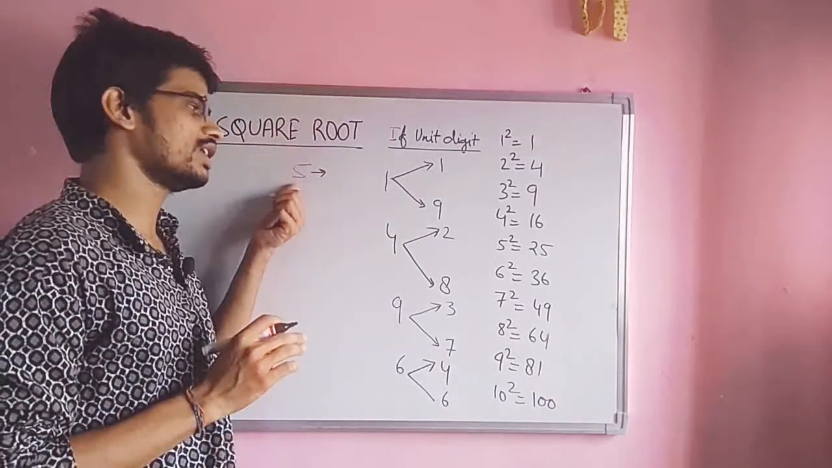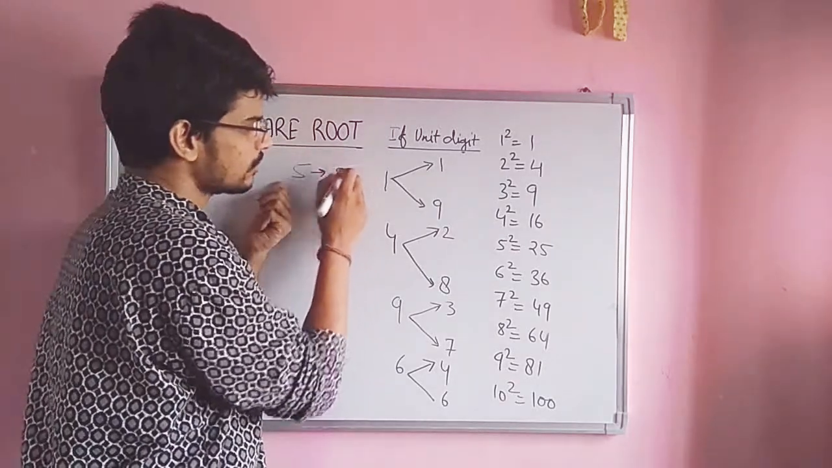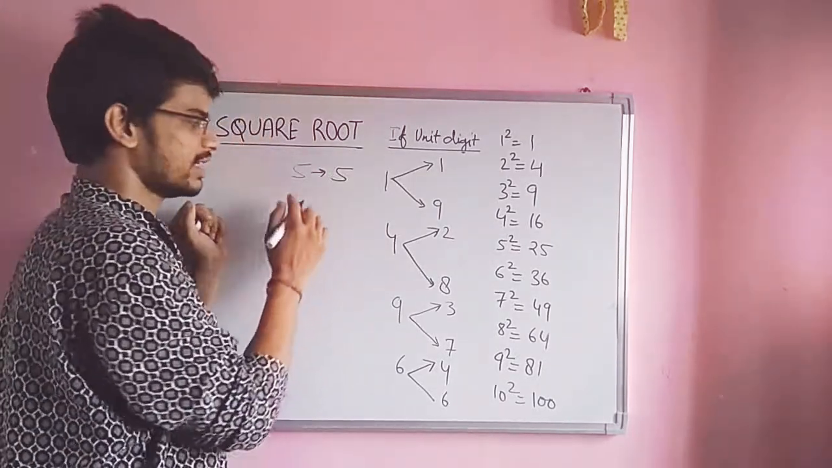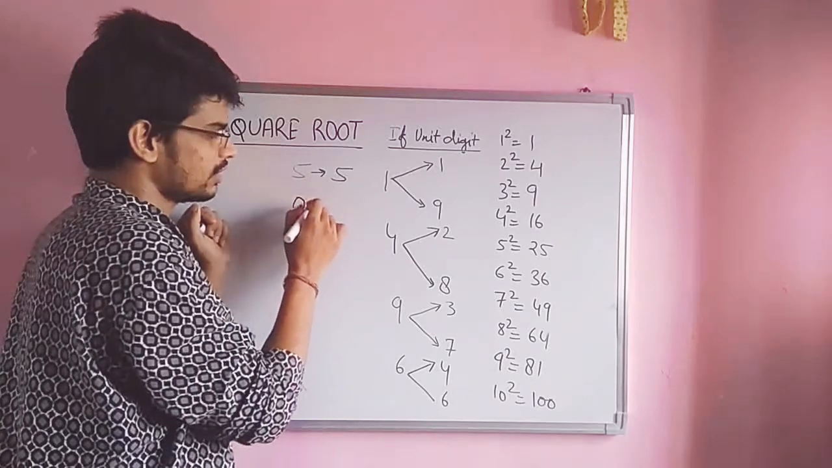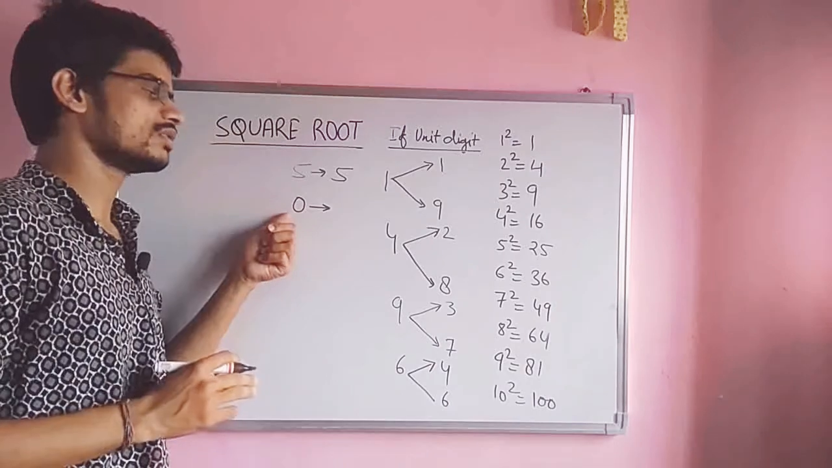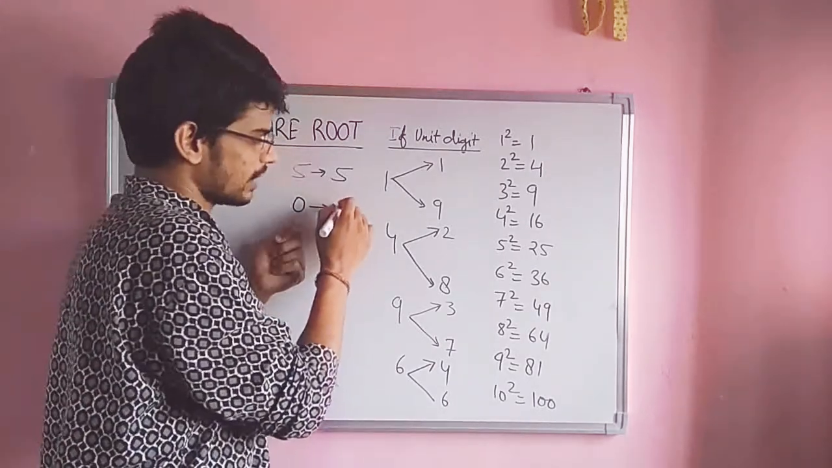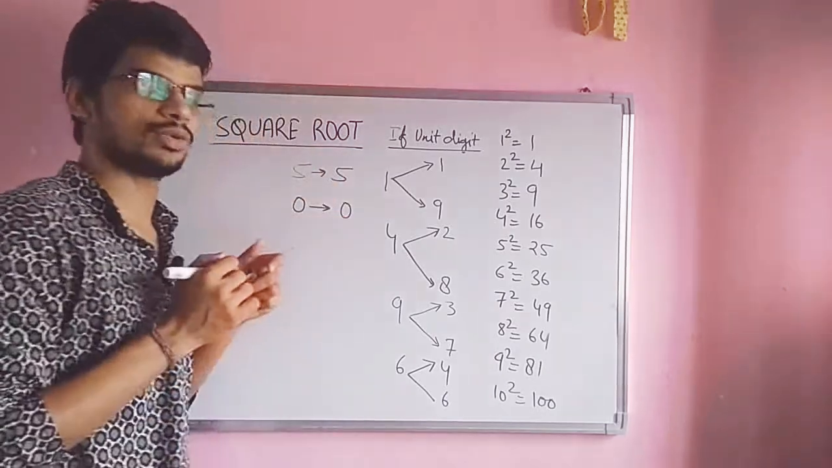If the square of any number ends in 5, then its square root also ends in 5. Next, if the square of any number ends on 0, then its square root also ends with 0.